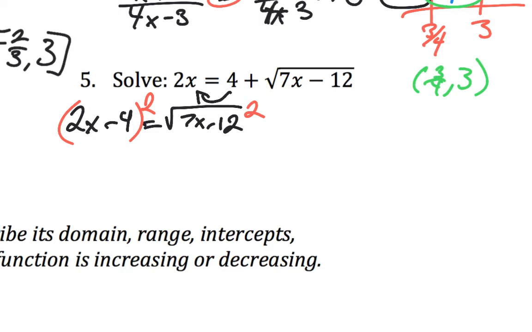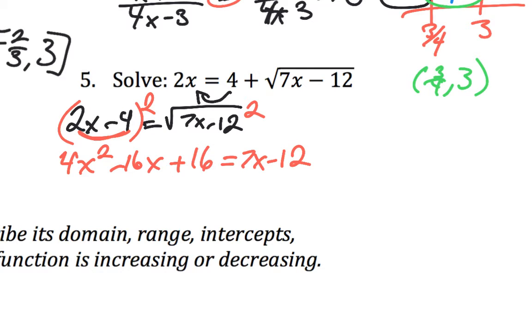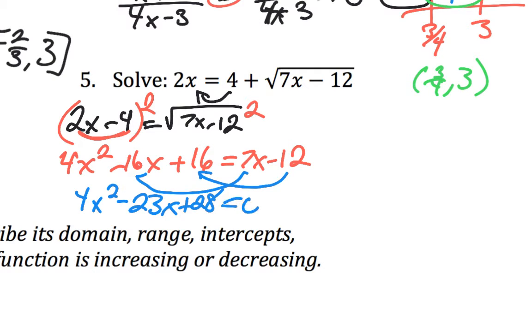So the left-hand side becomes 4x squared. I can multiply and double that, so minus 16x plus 16 equals 7x minus 12. Need to subtract the 7x and then add the 12. I get 4x squared minus 23x plus 28 equals 0. If you can factor that, go for it. If you can't, use the quadratic formula, okay?